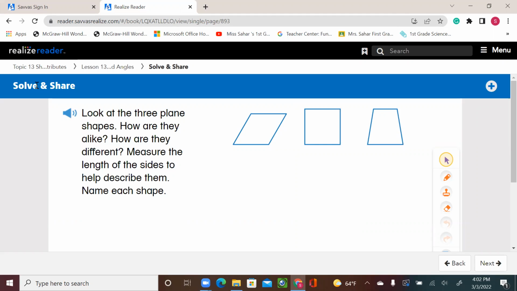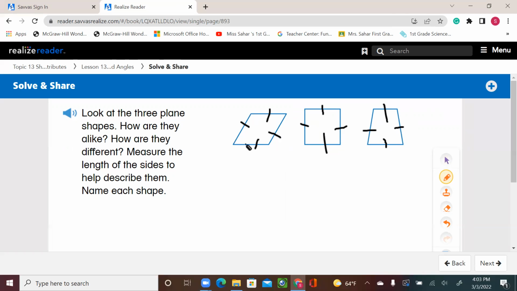So we know that these shapes all have things in common. Let's see how many sides. 1, 2, 3, 4. Let's go for the second shape. 1, 2, 3, 4. And then the third, 1, 2, 3, 4. So I can tell that the 3 shapes have 4 sides. So they are quadrilaterals, and then they have 4 vertices and 4 angles. So that's alike. What's the difference?